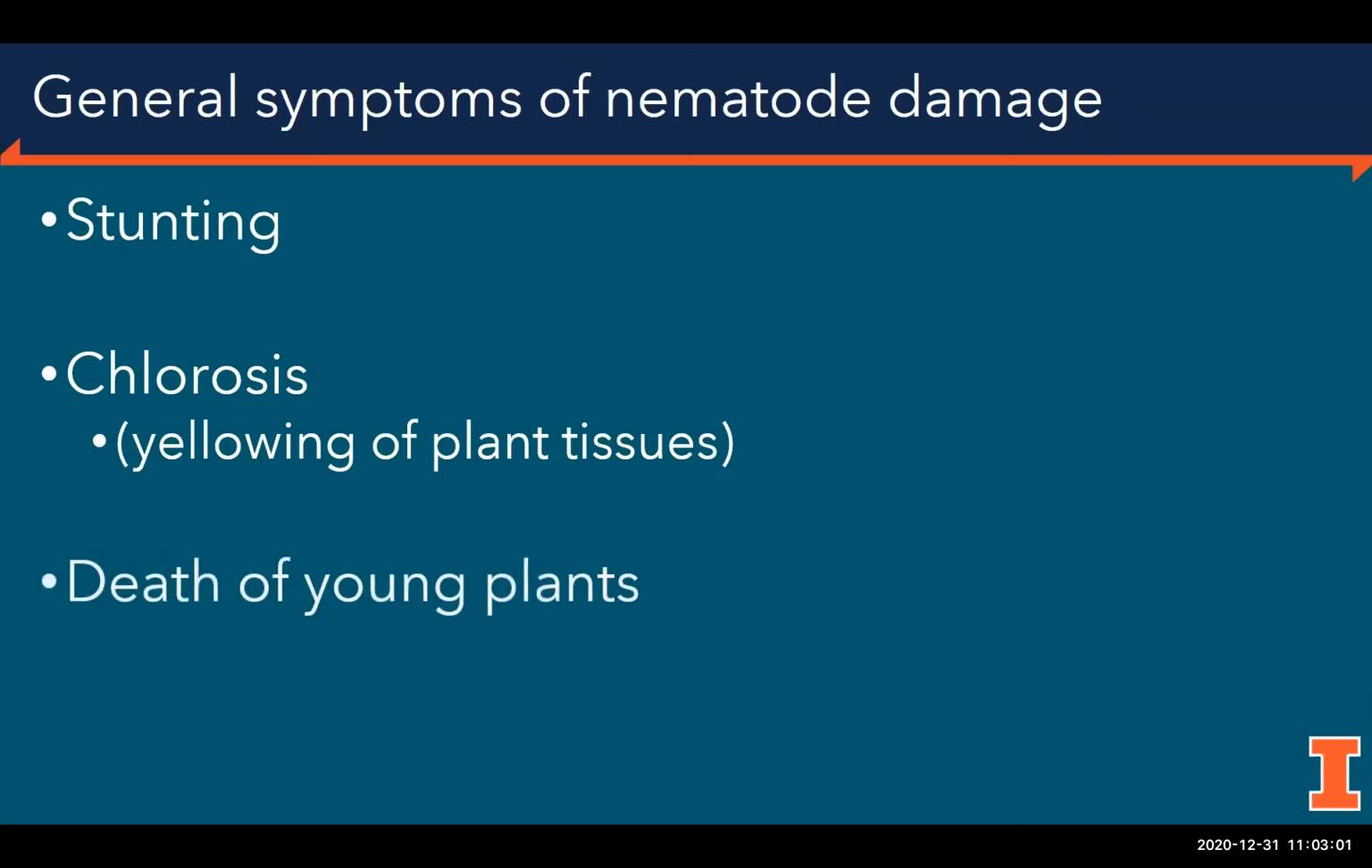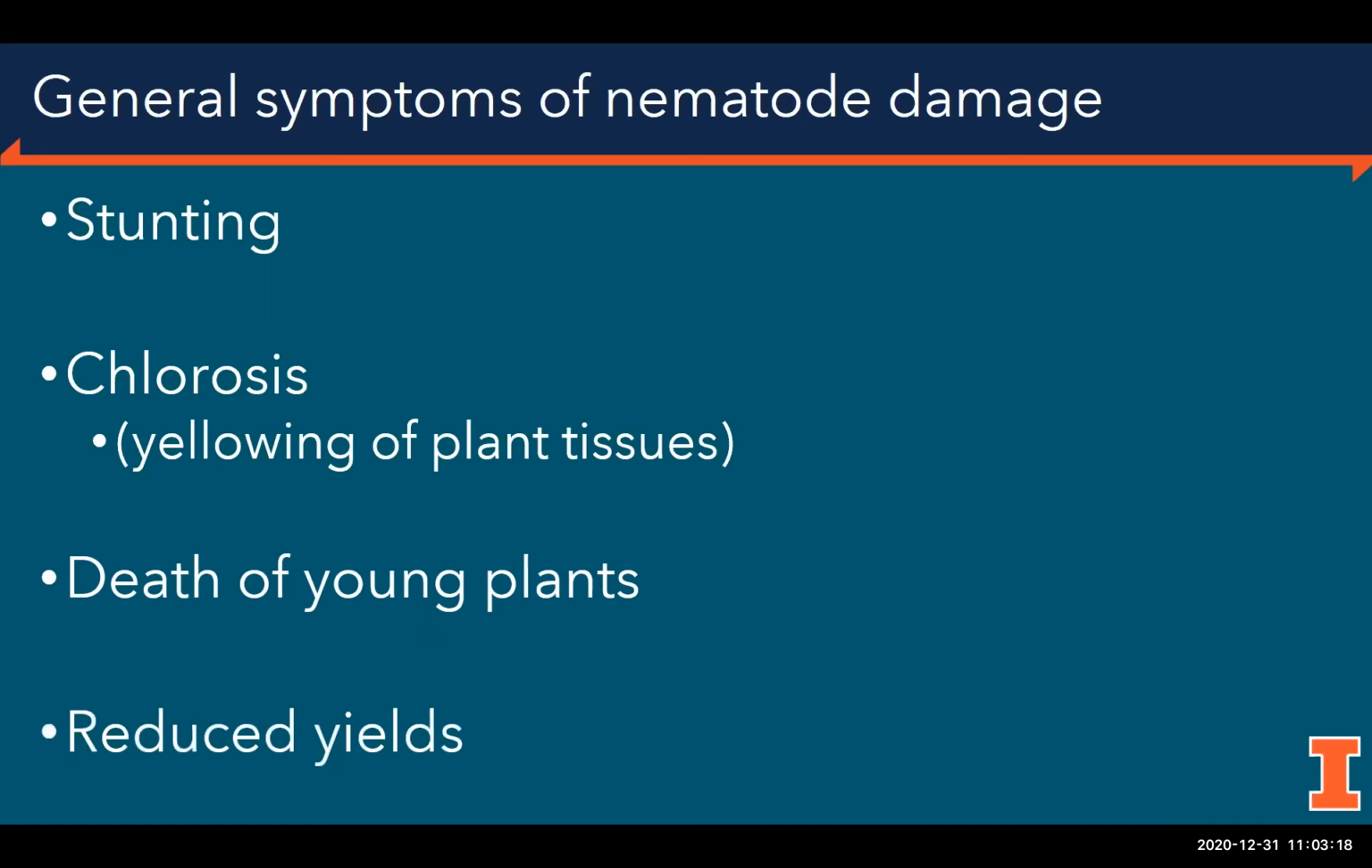So look for yellowing. Typically that chlorosis is going to be very patchy in the field, oftentimes associated with certain areas of the field where it might be sandier or a little drier. In severe cases, the plants can be dead, as you saw in a couple of those earlier images, and you're going to have reduced yields.